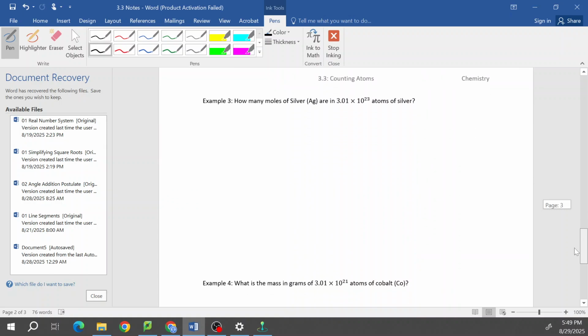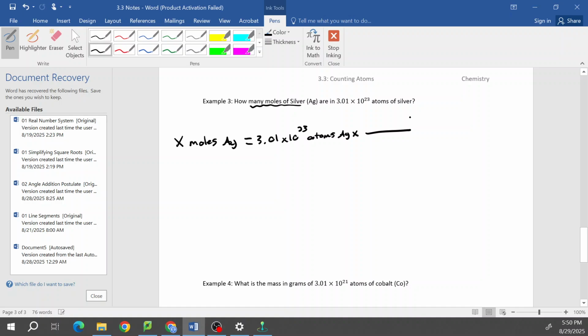Okay, let's go through 2 more. Example 3, how many moles of silver are in 3.01 times 10 to the 23 atoms of silver? Okay, when we do this, we're going to say, again, what is it that I'm looking for? I'm looking for moles of silver, so I start off with X moles of silver is equal to, what was I given? 3.01 times 10 to the 23 atoms of silver.